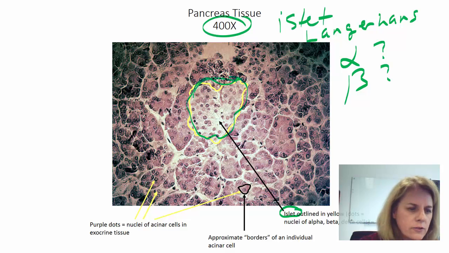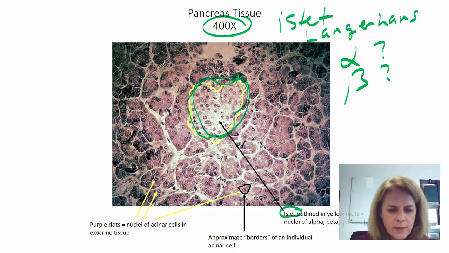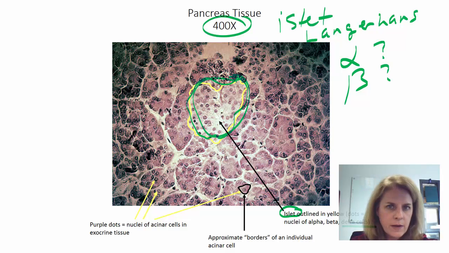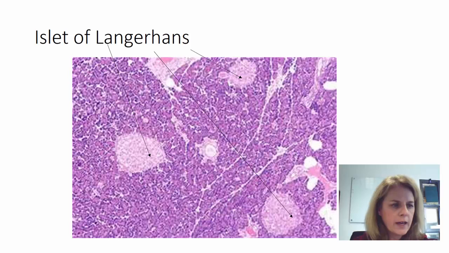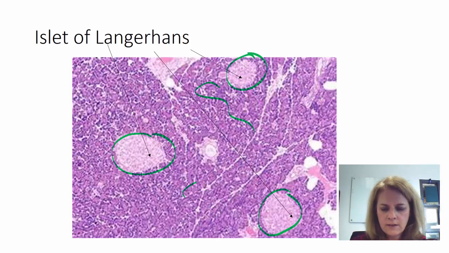All right, so the islets are these little lightly stained areas with these alpha cells, beta cells, and also delta cells. But you can't distinguish those on a microscope. So all you got to know is that they're the islet cells that contain the alpha and beta cells that make insulin and glucagon. So here's another version of that picture where you can see the darkly stained acinar cells and these lightly stained islets. So these are the islets of Langerhans.